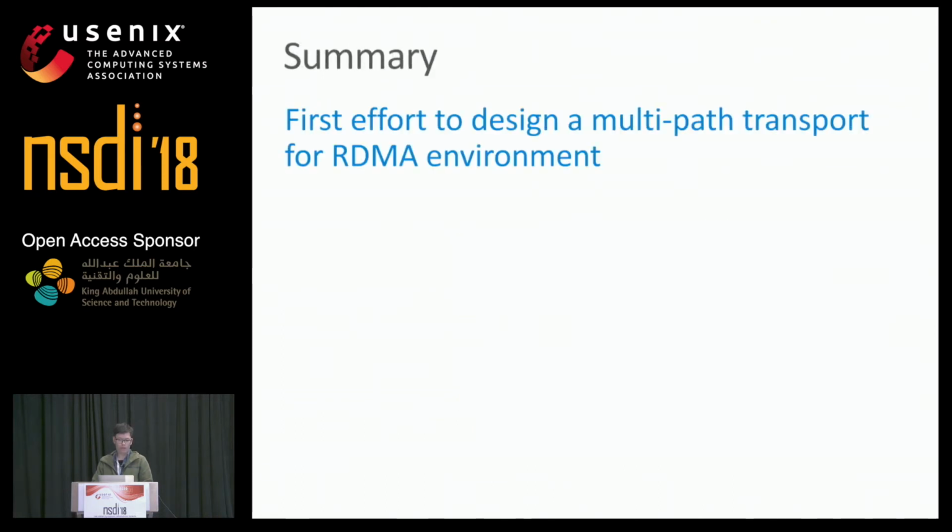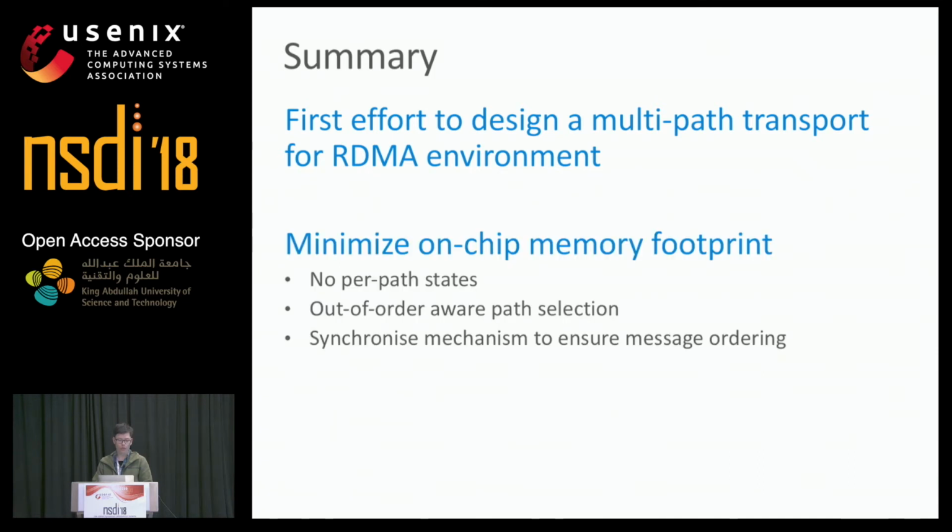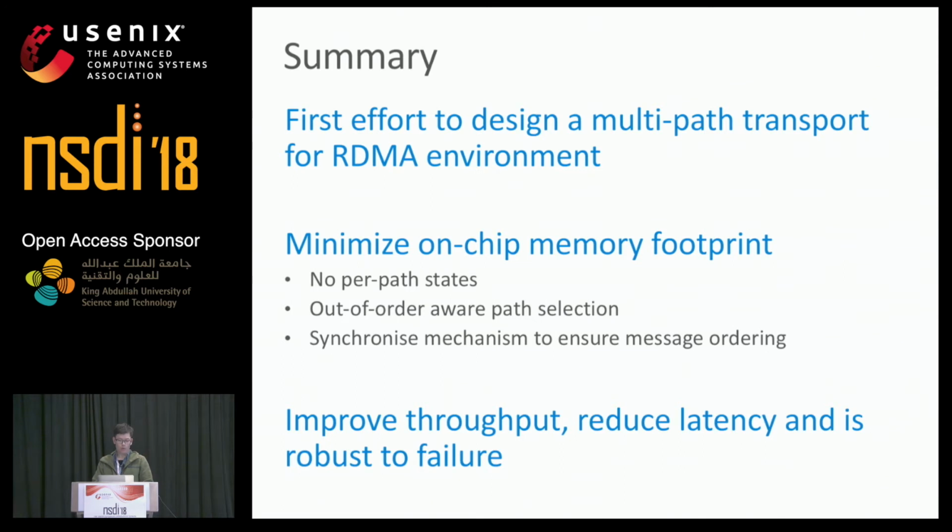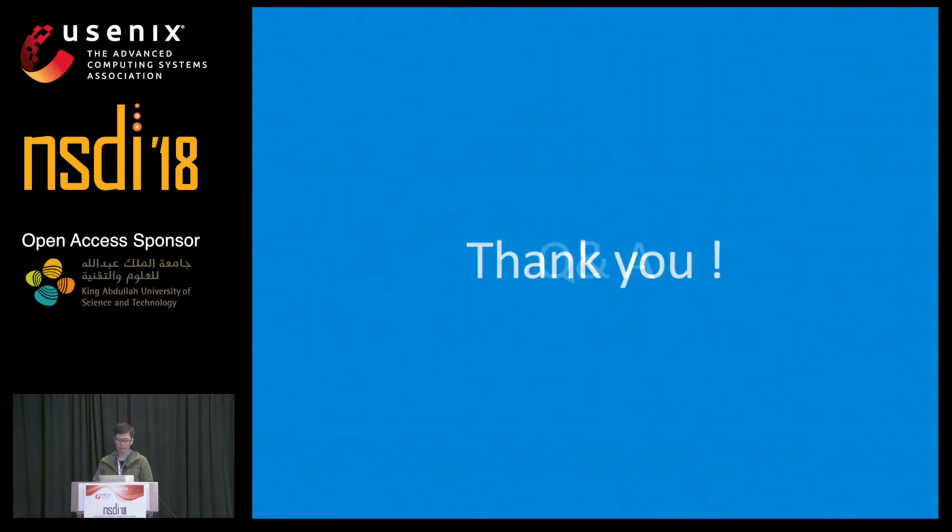So in summary, this is the first effort to design a multipath transport for the RDMA environment. We use the following techniques to minimize the on-chip memory footprint. We don't maintain per-path state, and we use an out-of-order aware path selection to control the out-of-order degree in the network. And we also use a synchronized mechanism to ensure the message ordering. With these mechanisms, we can improve the throughput, reduce the latency, and it is also very robust to failure. So thank you for your attention.